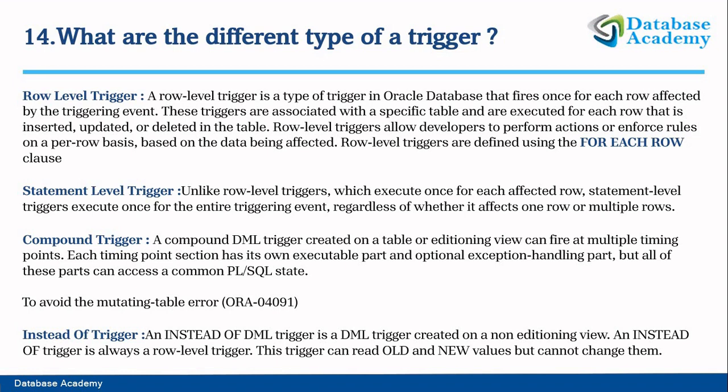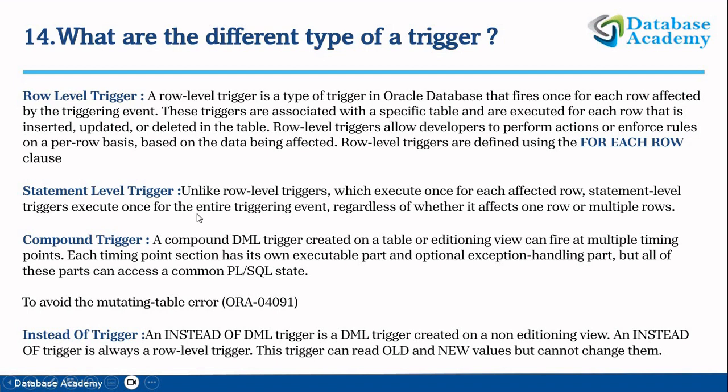Before insert and after insert are the events associated with the triggers. A row level trigger is a type of trigger in Oracle database that fires once for each row affected by the triggering event. These triggers are associated with a specific table and are executed for each row inserted, updated or deleted in a table. Row level triggers allow developers to perform actions or enforce rules on a per row basis. Whenever we declare a row level trigger, we have to use FOR EACH ROW, and this trigger will execute for each row affected by your transaction.